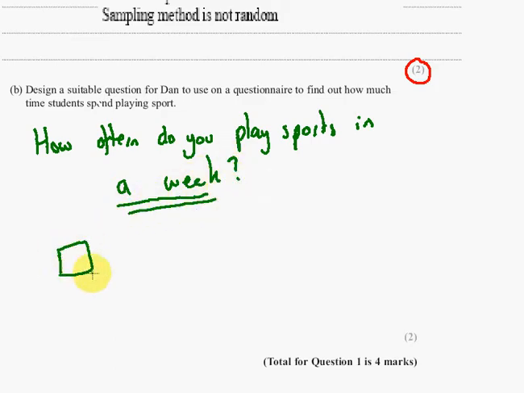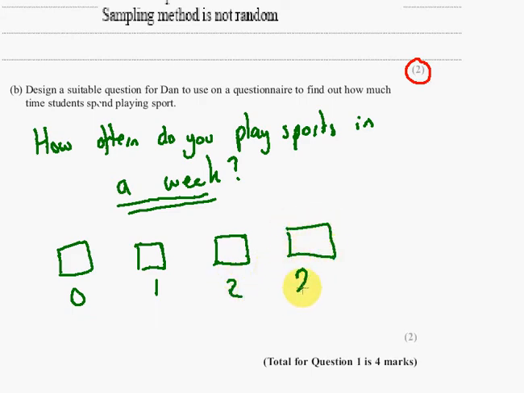You need a minimum of 3 response boxes. Okay, 0, 1, 2. I'm going to put 4. I'm going to put more than 2. This is worth 2 marks. The first one comes from a question with a time period in it, and the second mark comes from a minimum of 3 response boxes that don't overlap.